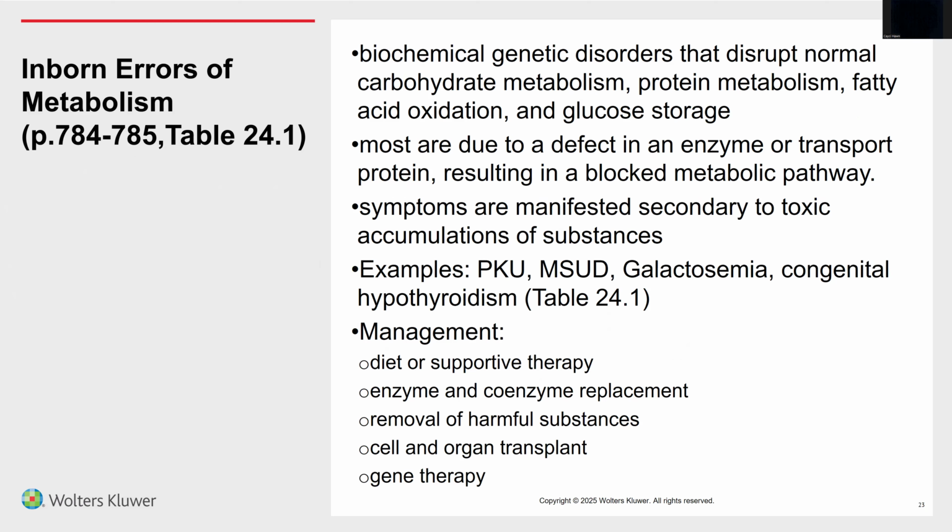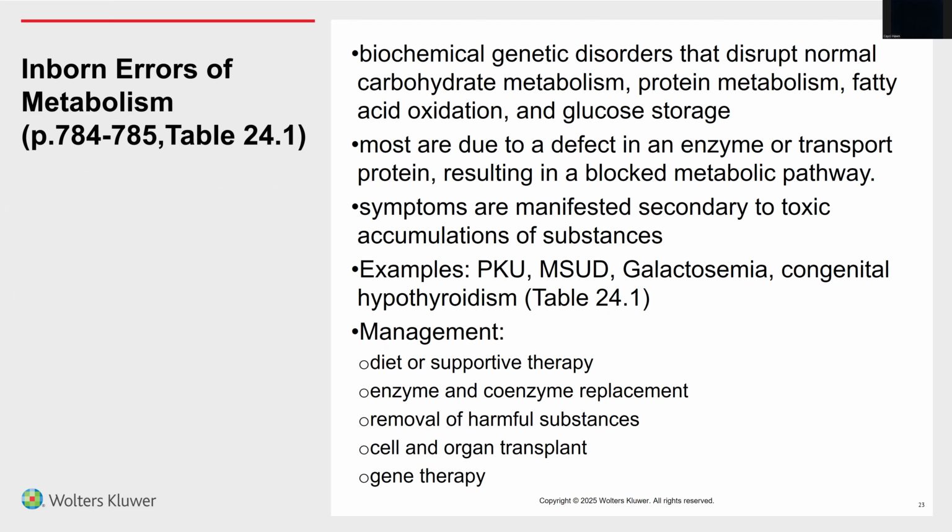Examples of inborn errors of metabolism are located on table 24.1. Phenylketonuria, which is PKU, maple syrup urine disease or MSUD, galactosemia, and congenital hypothyroidism. So we manage these by providing diet or supportive therapy.